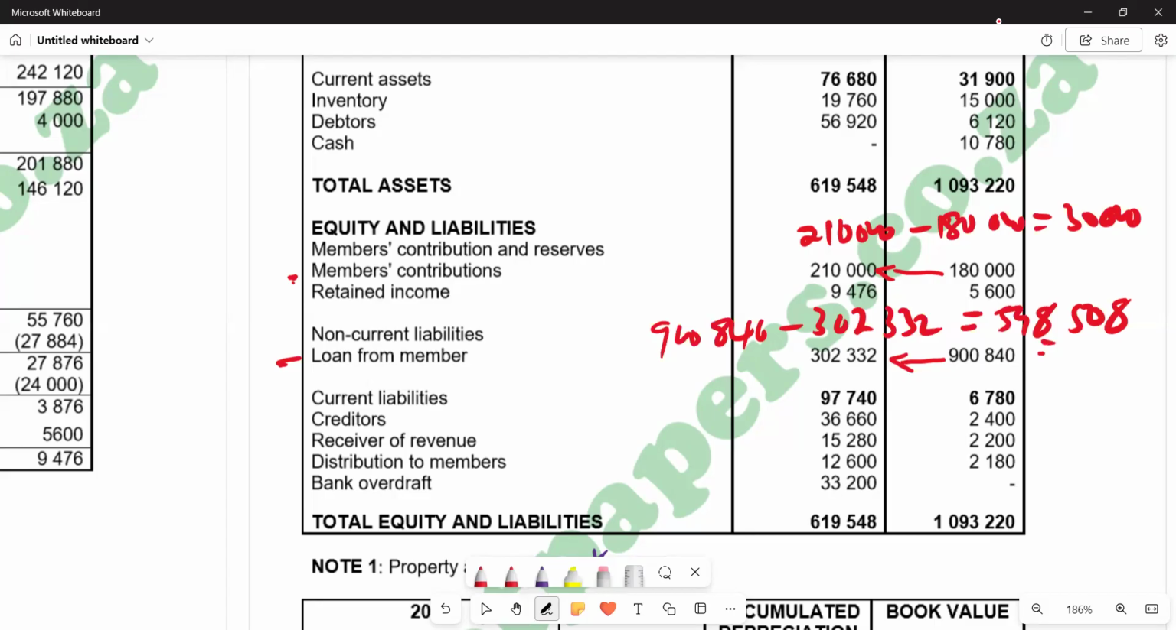This one is now indicating a decrease. If it's a decrease, we are going to show it as a negative, so negative 598,508. Those are the two that are going to be under financing activities.